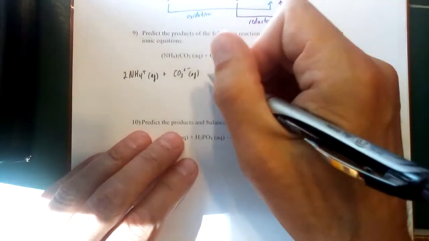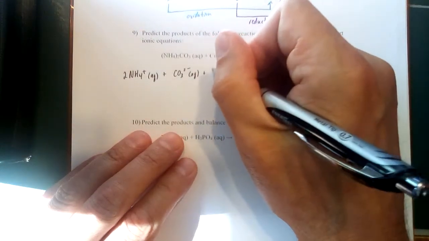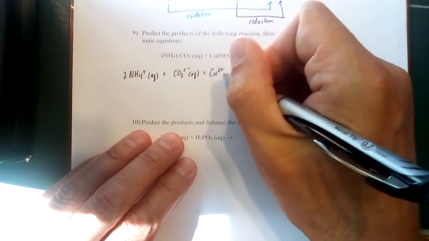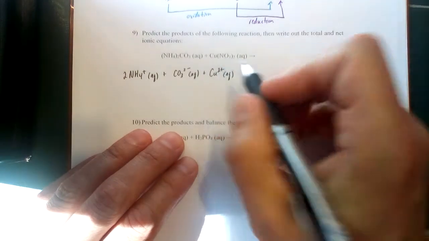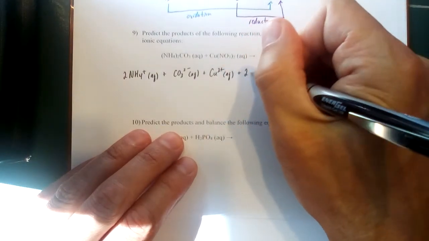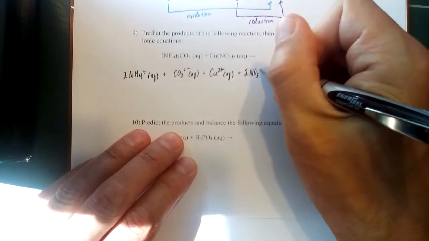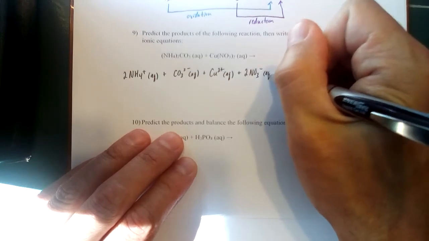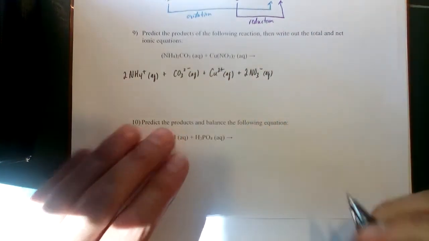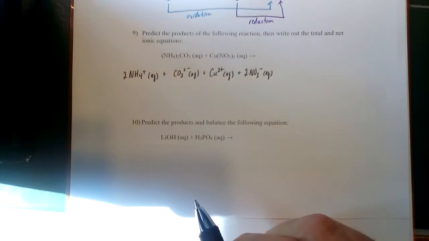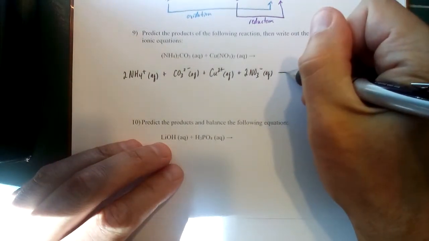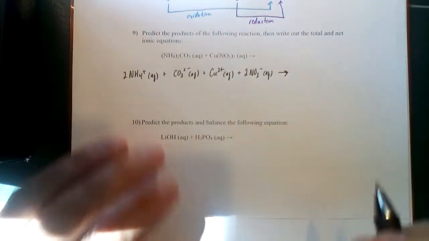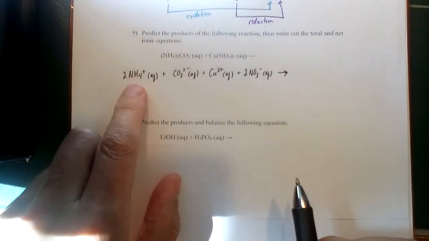Copper nitrate, looking at that formula, we can see that that's copper 2. So a +2 charge on that copper ion when it's in solution. And nitrate is a polyatomic ion, so the nitrates will stay together, but there'll be 2 nitrates floating in our solution. So there's the completed reactant side of our total ionic equation. And that's a good place to start to think about what might happen in the reaction.